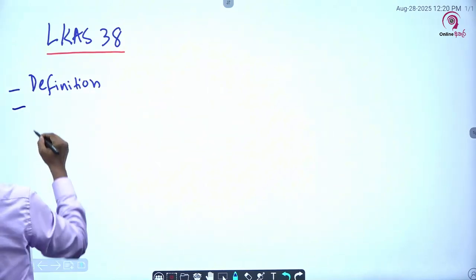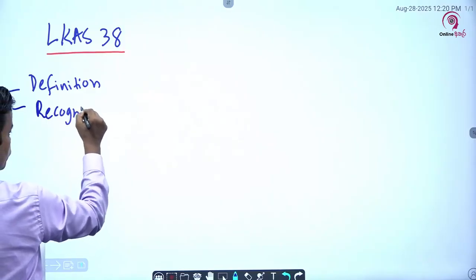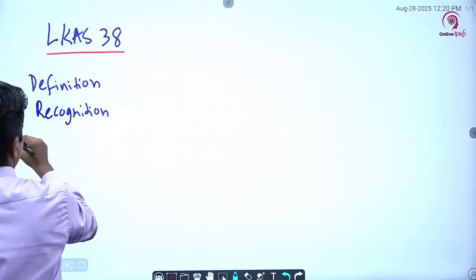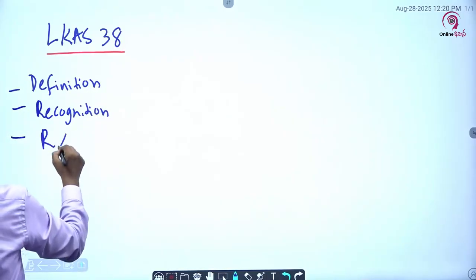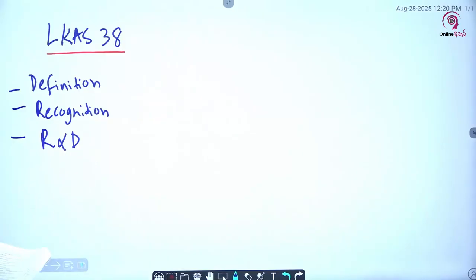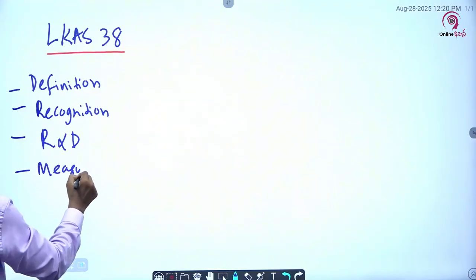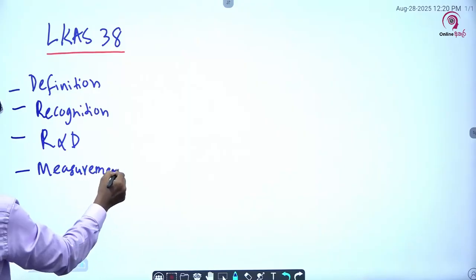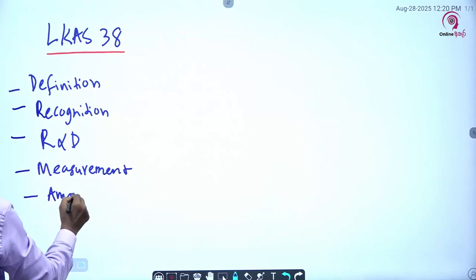Then recognition criteria. Then R&D, research and development cost, very important phase. Then measurement. Then the amortization and impairment.